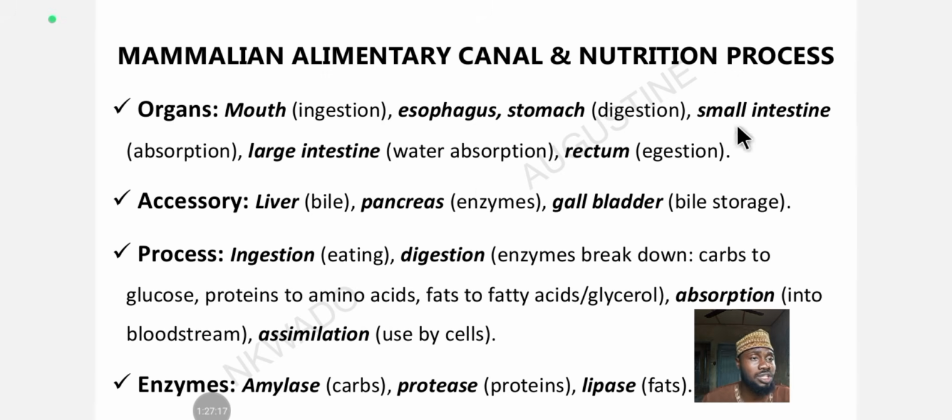So absorption of nutrients occurs in the small intestine, but absorption of water occurs in the large intestine. Then in the rectum is where ejection occurs. That's where these food substances are removed from the digestive canal.